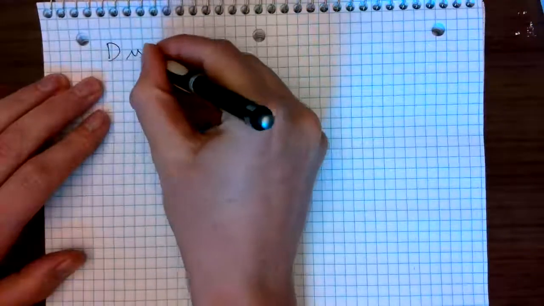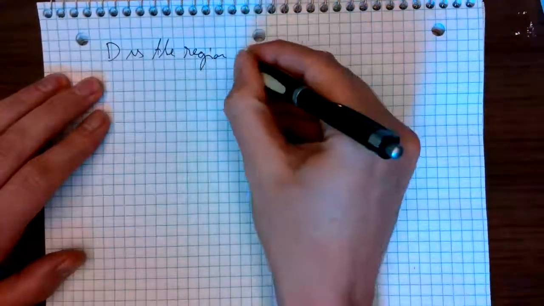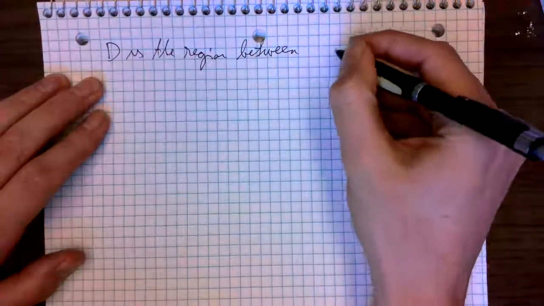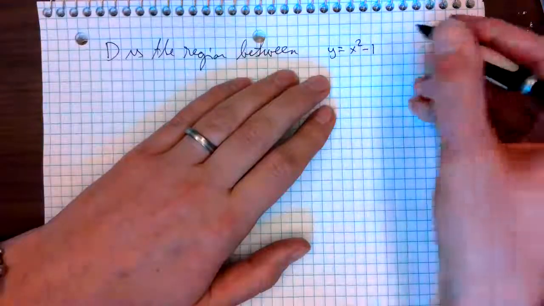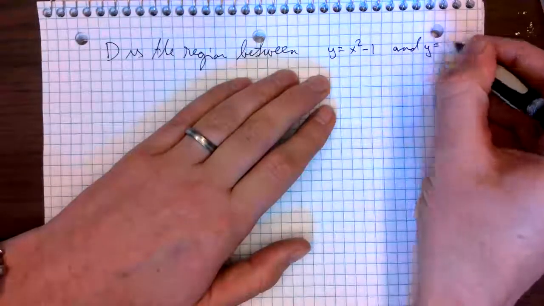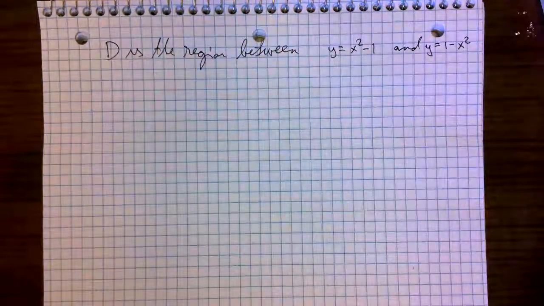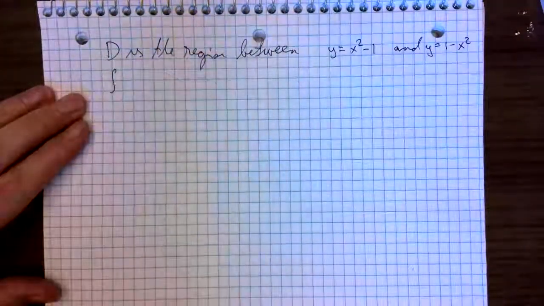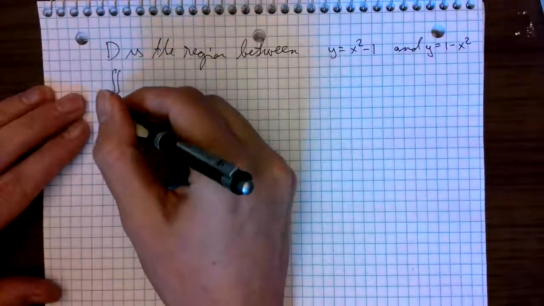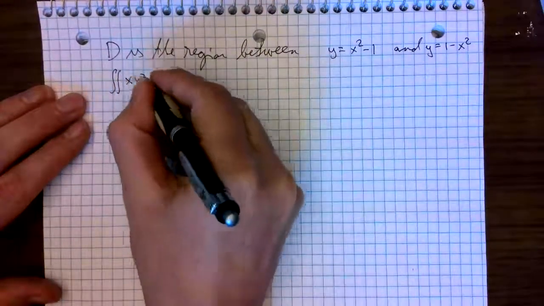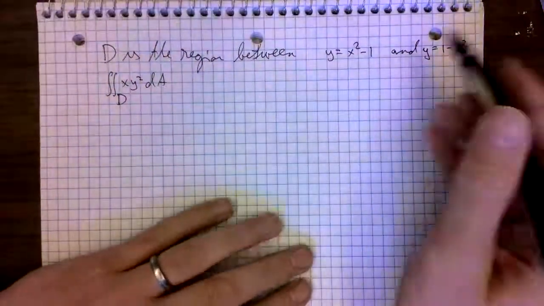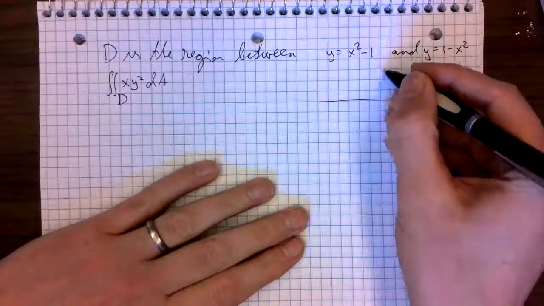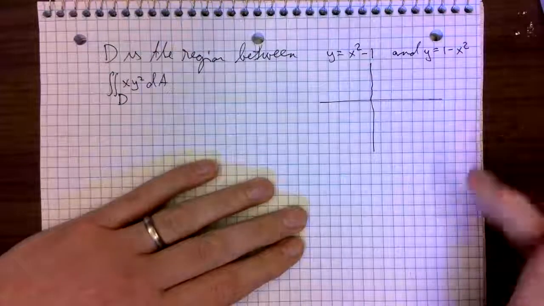Let's suppose that D is the region between x squared minus 1 and 1 minus x squared. Yeah, why not. And let's integrate something simple. Let's do x y squared dA over D. The first thing to do whenever you get something like this is to draw it. You draw these graphs, because otherwise it's impossible to do without drawing.